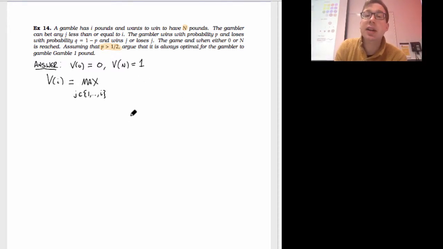Okay, and then we have to look at if I make a bet of size J, there's two things that can happen. So first of all, in Bellman's equation I write down the instantaneous reward plus the expected reward from the next step. So what is the instantaneous reward if I'm at some state I, which is not equal to 0 or n?